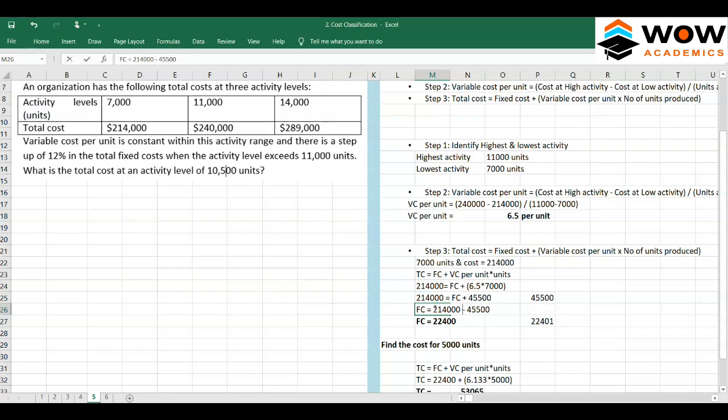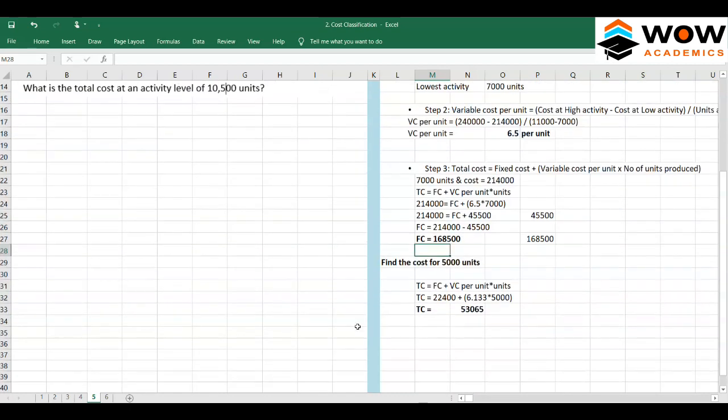So let's get the fixed cost number. Fixed cost would be 1,68,500. And let's find out the cost for 10,500 units.